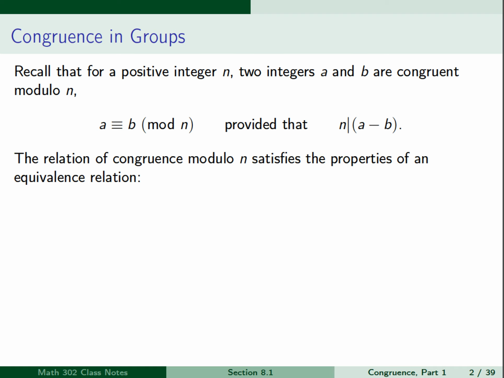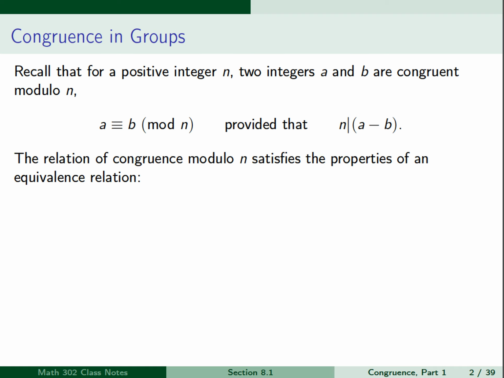Now, the relation of congruence modulo n satisfies the properties of an equivalence relation. These are, first, the reflexive property. For all a in Z, a is congruent to a mod n. The symmetric property. For all a, b in Z, if a is congruent to b mod n, then b is congruent to a mod n. And third, the transitive property. For all a, b, c in Z, if a is congruent to b mod n and b is congruent to c mod n, then a is congruent to c mod n.